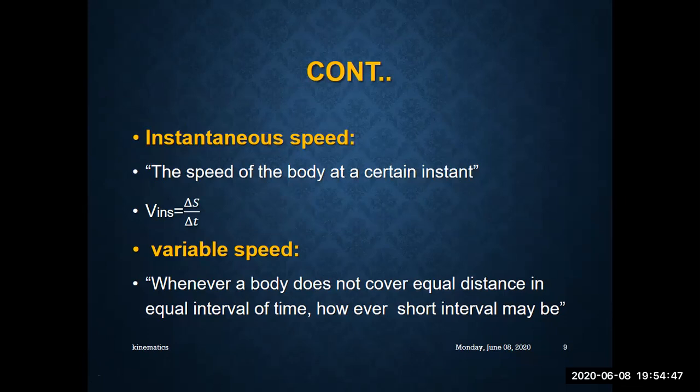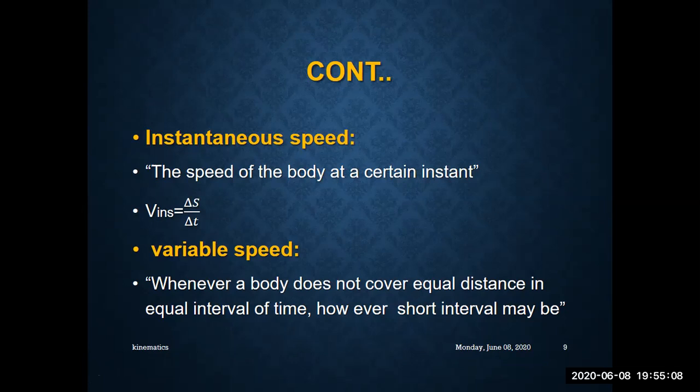So where is the difference? The difference is in the definition. Variable: when a body does not cover equal distance in equal interval of time, however short the interval may be, whatsoever the short interval may be, if the body is not covering equal distance in equal interval of time, then its speed is said to be variable.